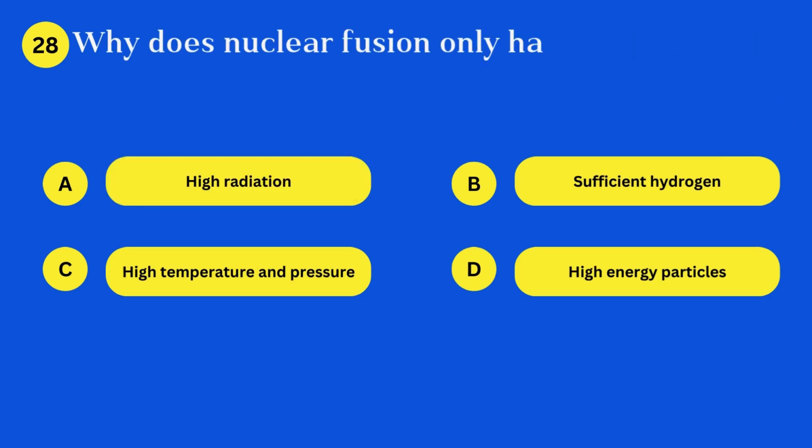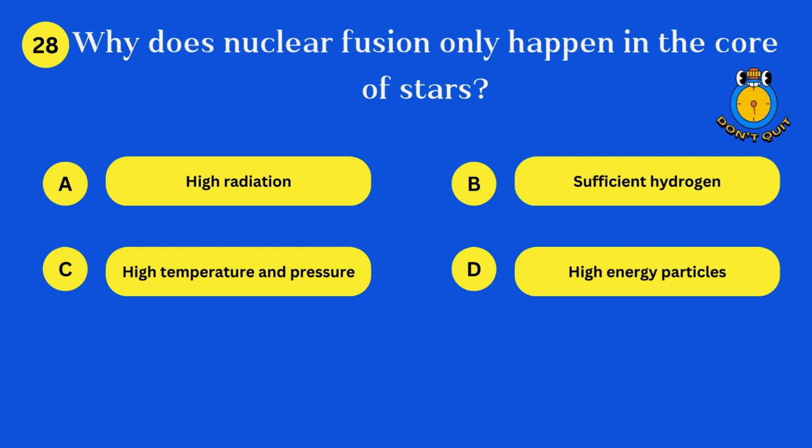Why does nuclear fusion only happen in the core of stars? A. High radiation. B. Sufficient hydrogen. C. High temperature and pressure. D. High energy particles. Correct answer is C. High temperature and pressure.